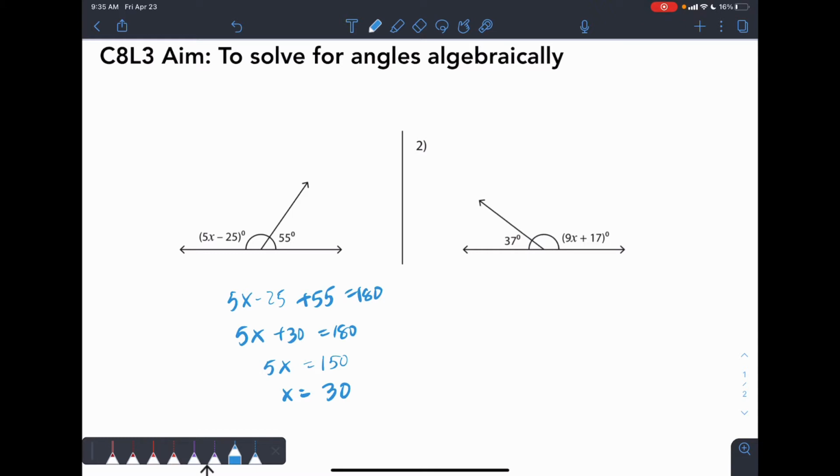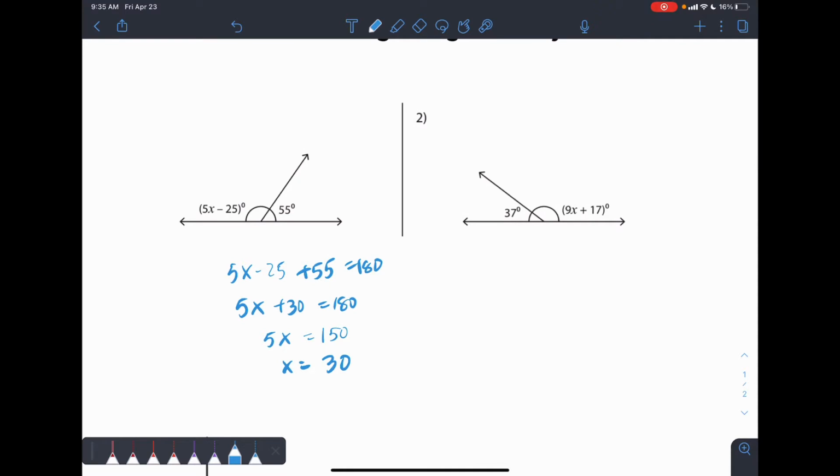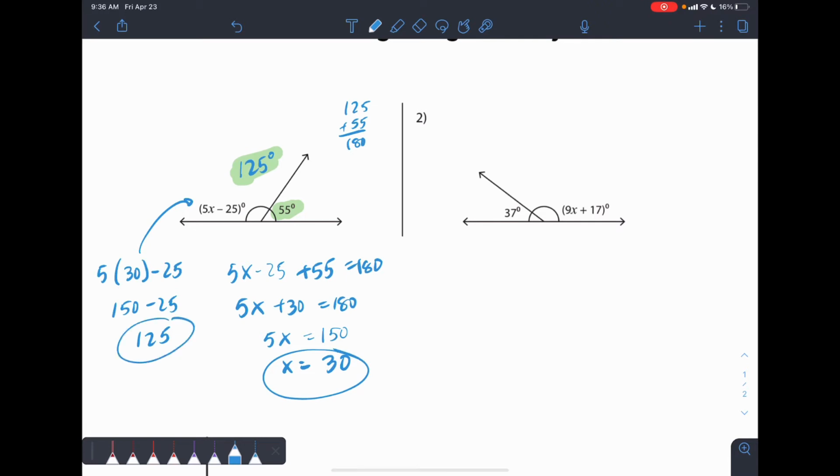I'm not done at that point because I have to substitute the value of x back in and solve for the angle measure. So I'm going to say that 5 times 30 minus 25, this comes from here. So 5 times 30 is 150 minus 25, which is 125. So this angle should be 125 degrees. Now, a way that we can check our work is by adding 125 and 55 and seeing, does that really equal 180? And it does. 125 plus 55 is 180. So the value of x here is 30 and the value of the angle is 125 degrees.